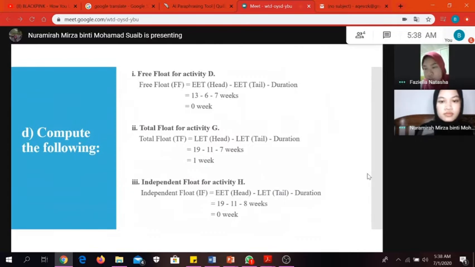Next, question E, which is calculate the project completion time if activity S were revised to 8 weeks. Before, total float equal to LET minus EET minus duration, and we get 0 weeks. After that, 19 minus 13 minus 8, and we get 2 weeks left. Next, I will give to the next presenter, Balkis.